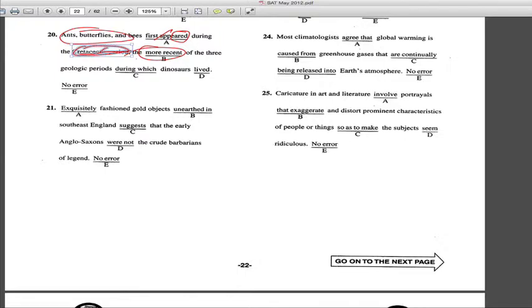Executively fashion gold objects unearthed in objects. Subject verb agreement error. Objects suggest, not suggests. Answer choice C. Move on. Hooray, on target.